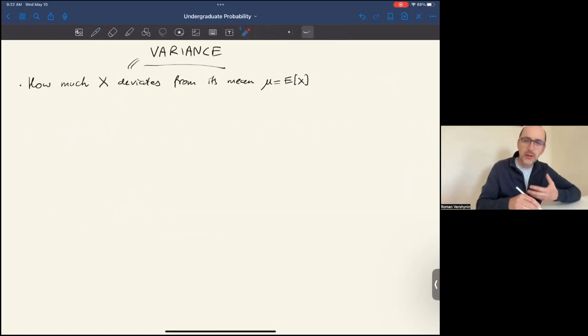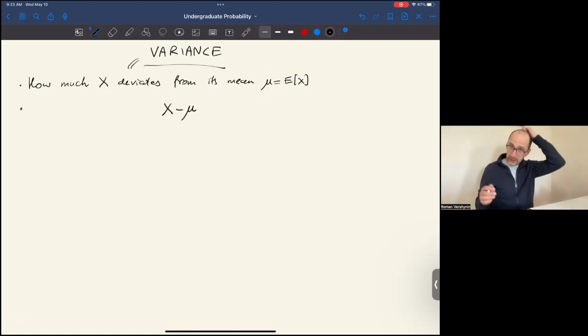It's supposed to quantify how much a random variable deviates on average from its expected value or mean. Let's call the mean mu. So let's take x, subtract the mean. That will quantify the deviation of x from its mean. It could be positive if x is larger than mu, could be negative if x is smaller than mu. We would like the notion of deviation to be always positive. It's supposed to capture the distance the true value of x is from its expected value. So it's going to be non-negative.